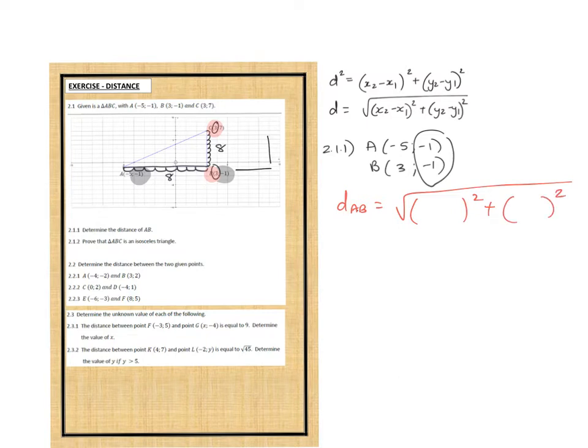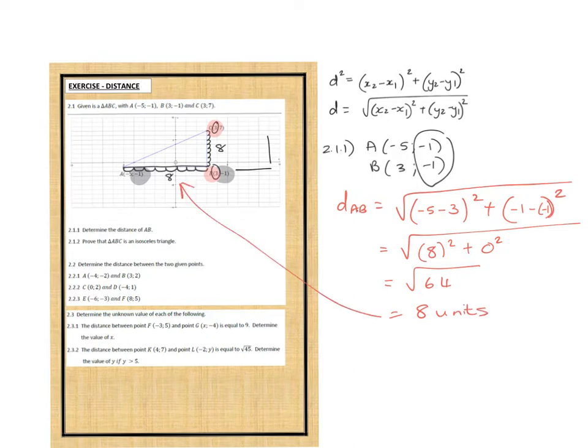So we're going to have -5 minus 3, -1 minus -1. Right, so then that is going to be the square root of 8 squared plus 0 squared, which is just the square root of 64, which is 8 units, which we did get from just doing the hops. So it's up to you, but for those who didn't see that it was perfectly horizontal, you can just use your distance formula. It'll give you the same answer.